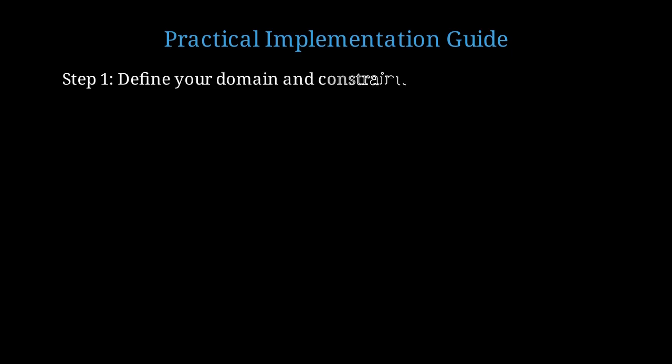Now let me give you a practical step-by-step implementation guide you can use tomorrow. Step 1. Define your creative domain and constraints with precision. Write them down. Bad example, generate marketing ideas. Good example, generate social media marketing ideas for eco-conscious millennials that cost under $1,000 to execute.